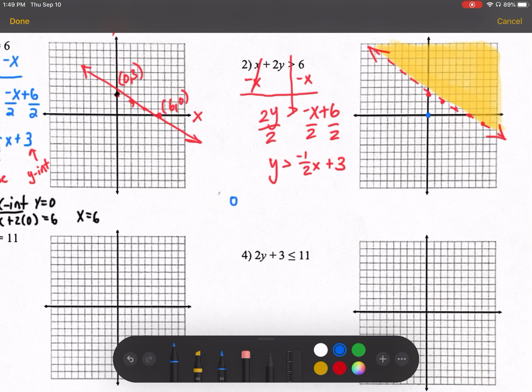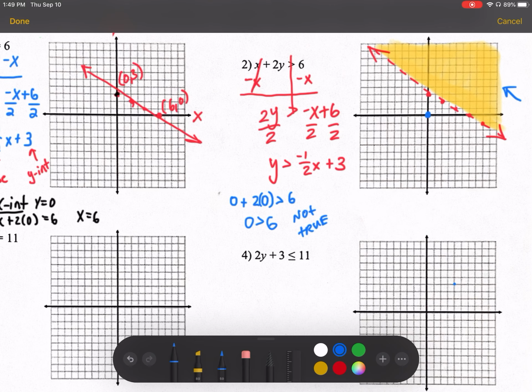So if x is 0 and y is 0, we want to see if that's going to be greater than 6. So 0 plus 2 times 0 is going to be 0. And we have this sentence, 0 is greater than 6. 0 is not greater than 6. So that is an untrue statement. So that would fall in the non-shaded portion of the graph because it is not a solution. And if we picked any points in the shaded portion and plugged them in for x and y, we should get a true statement.